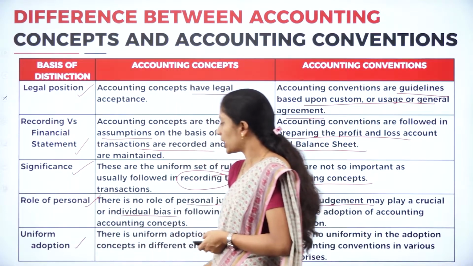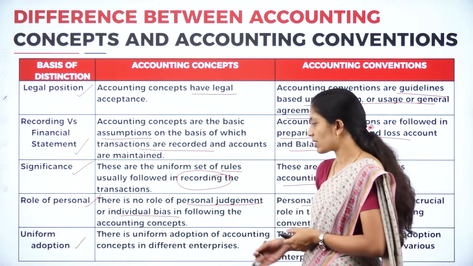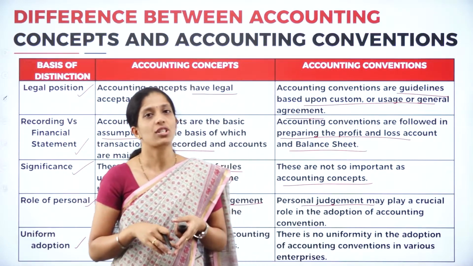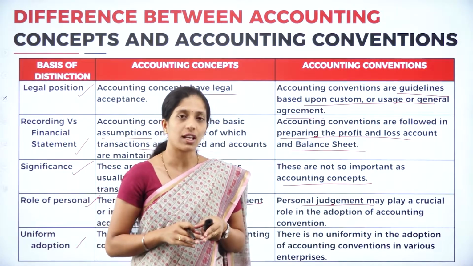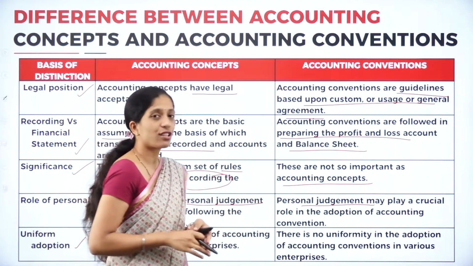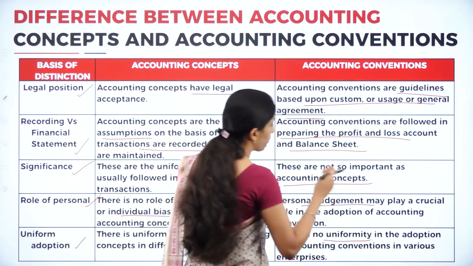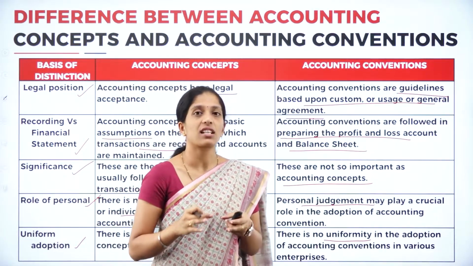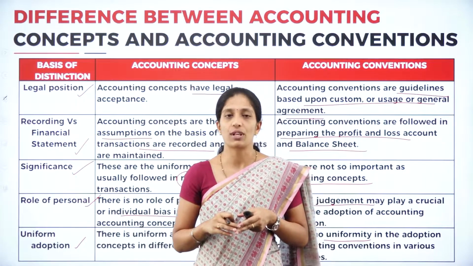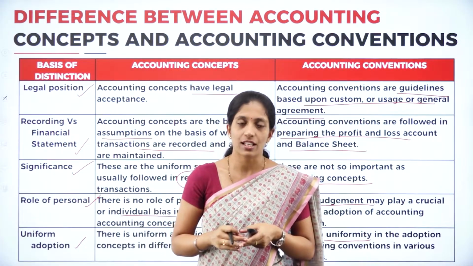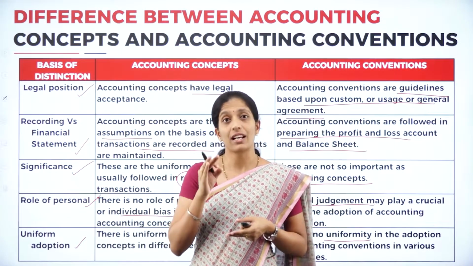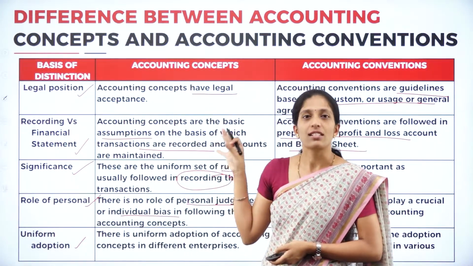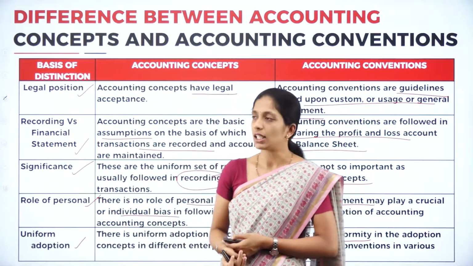Next one is uniform adoption. There is uniform adoption of accounting concepts in different enterprises. Each and every organization, while recording the transactions in the books of account, has to follow the accounting concepts. But when compared to accounting conventions, there is no uniformity. Uniformity is not followed in the adoption of accounting conventions in various enterprises. It's not compulsory that every enterprise has to follow the accounting conventions. It is based on the organization whether they follow it or not. But accounting concepts have to be followed by every organization. So, these are the certain differences between accounting concepts and accounting conventions.